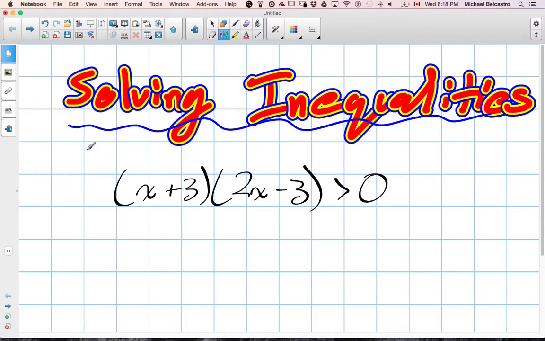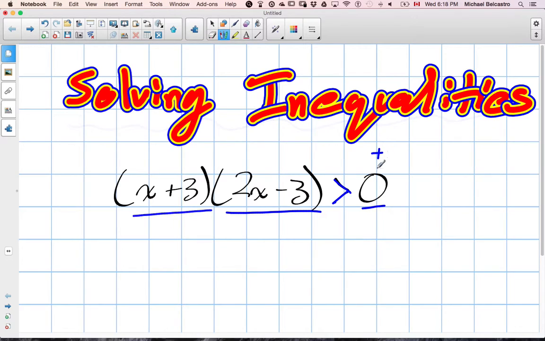We're going to look into solving inequalities. So here's our example here. We have some polynomial, and it's telling us it needs to be greater than 0. In other words, what they're looking for is the positive values of this function, whatever it is.